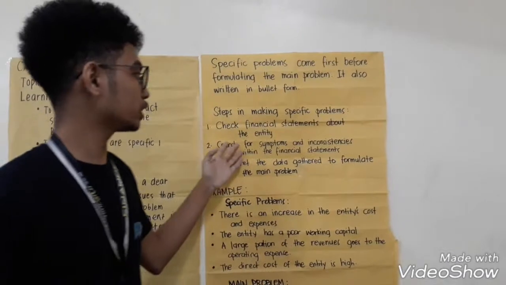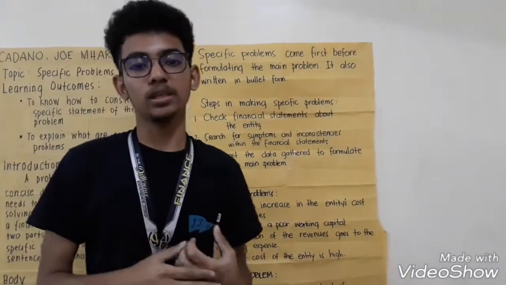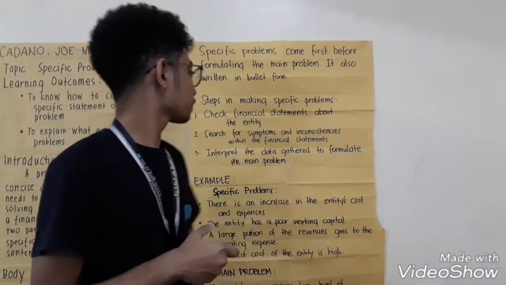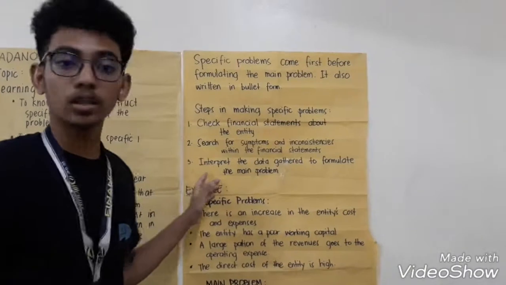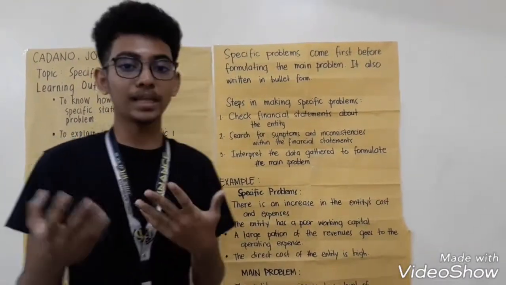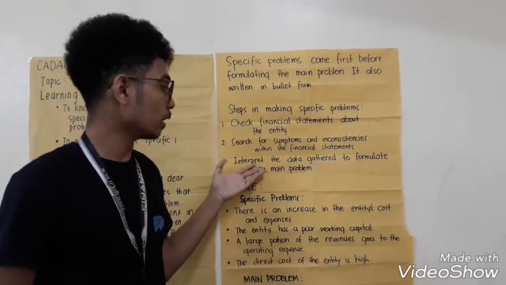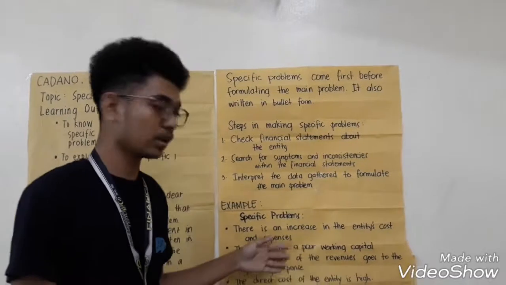So I have made steps in making specific problems. The first one is to check the financial statement about the entity or other related readings that will help in gathering data about the company. The second one is to search for symptoms and inconsistencies within the financial statement. The last one is to interpret the data gathered to formulate the main problem.